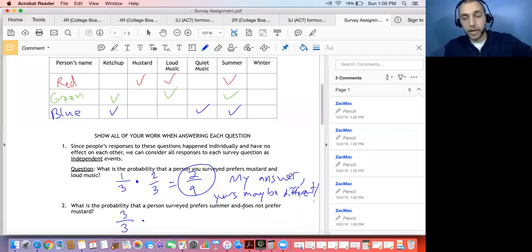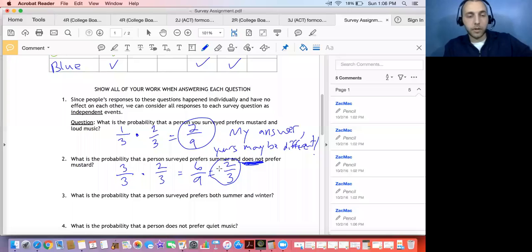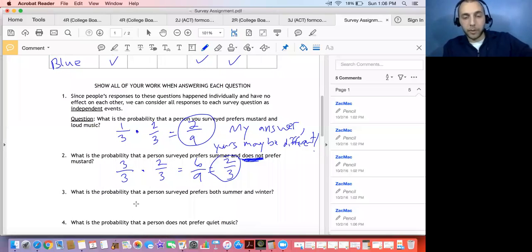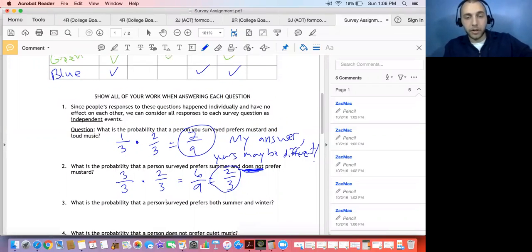So do not prefer, that means the opposite choice would be ketchup. So 2 out of 3 people did not prefer that. And then we get 6 out of 9, which is the same thing as 2/3. Which makes sense because 3 over 3 is the same thing as 1. So if we take 1 times 2/3, we should get 2/3 again. Makes sense.